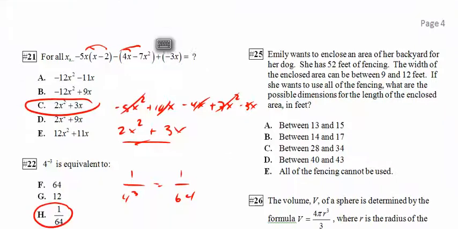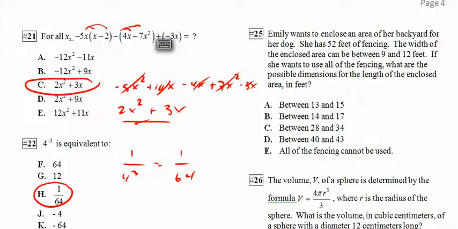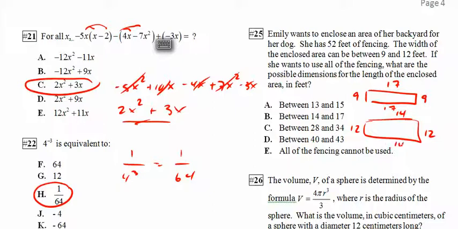Emily wants to enclose an area in her backyard. She has 52 feet of fencing. The width can be between 9 and 12. She wants to use all the fencing. So 2 of them, not necessarily to scale. 9 would mean these have to be 17 and 17 because they got to add up to 54. 12, 14 and 14. So it's got to be between 14 and 17. And that's just perimeter. It has to add up to 52.